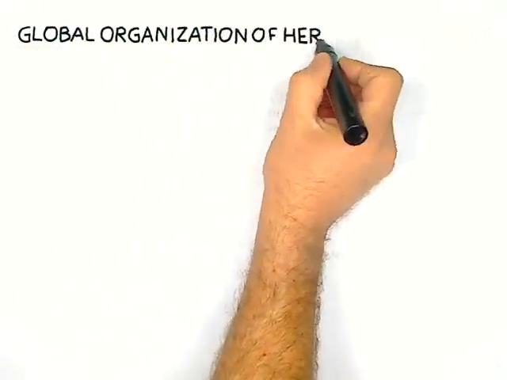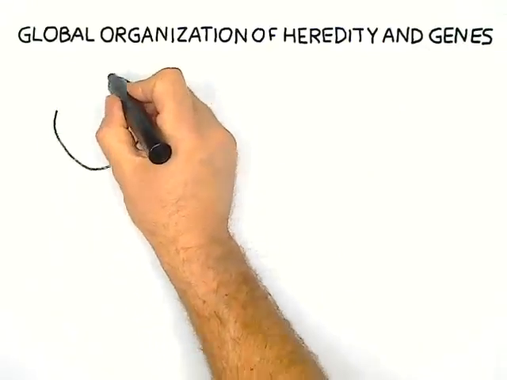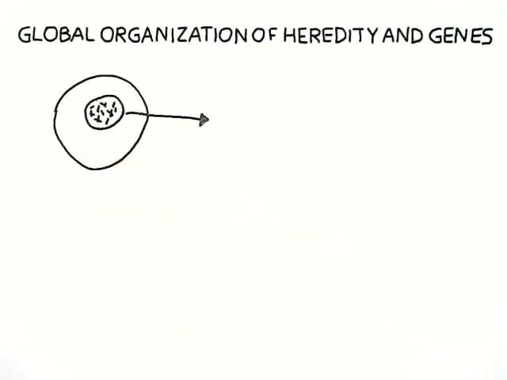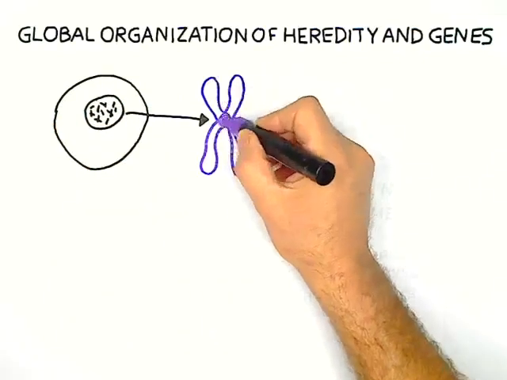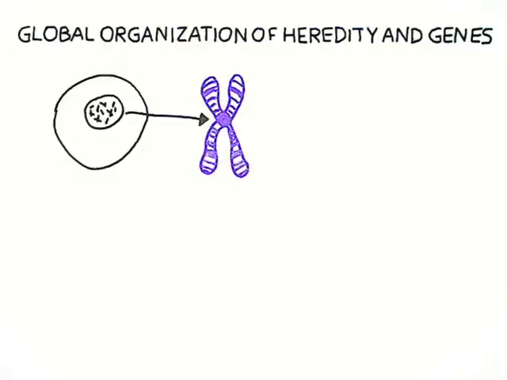The global organization of heredity and genes. Well, everybody knows that heredity is about chromosomes, DNA, and genes. But it is important to know what it is that we're talking about.